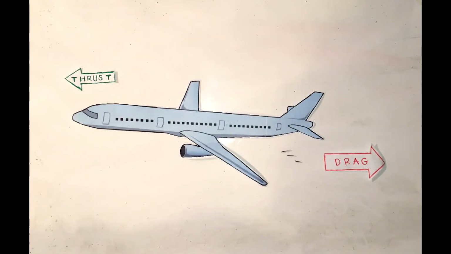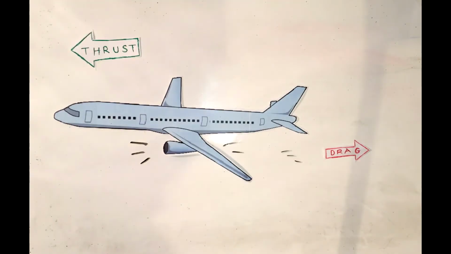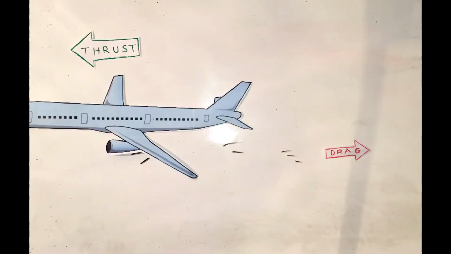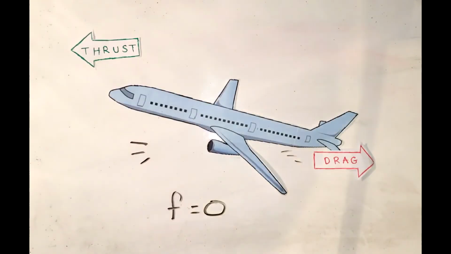As the aircraft slows down, the drag force will also decrease to a certain extent. Likewise, if the engine power is increased, thrust becomes greater than drag and the airspeed increases. When drag equals thrust, the aircraft flies at a constant airspeed due to the net force being zero.